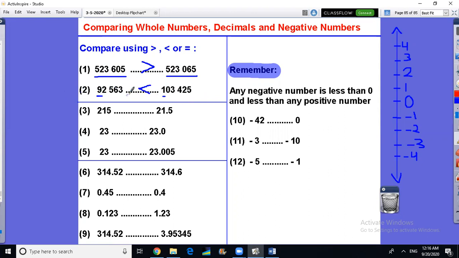All right, so the sign that we're putting is less than. 92,563 is less than 103,425. Moving on to question number 3.